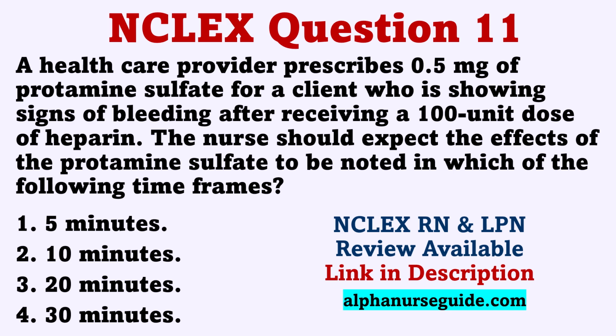The correct answer is 3. A dose of 0.5 milligrams of protamine sulfate reverses a 100-unit dose of heparin within 20 minutes. The nurse should administer protamine sulfate by IV push slowly to avoid adverse effects, such as hypotension, dyspnea, bradycardia, and anaphylaxis.